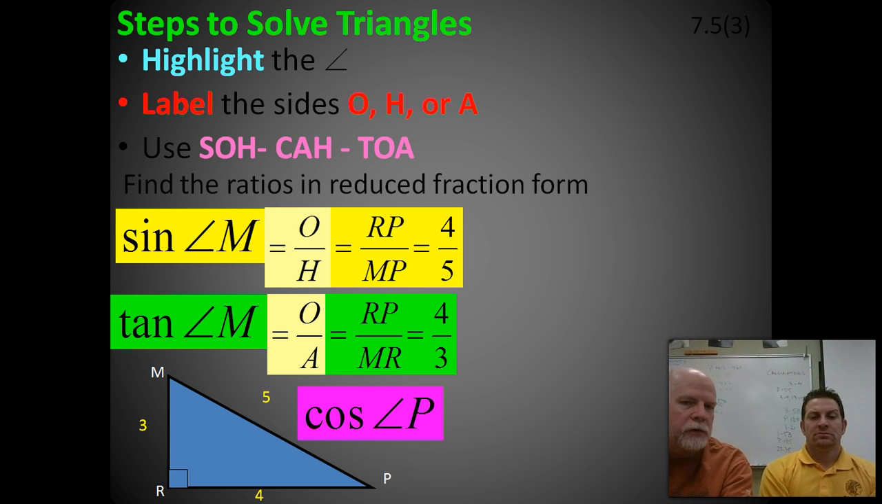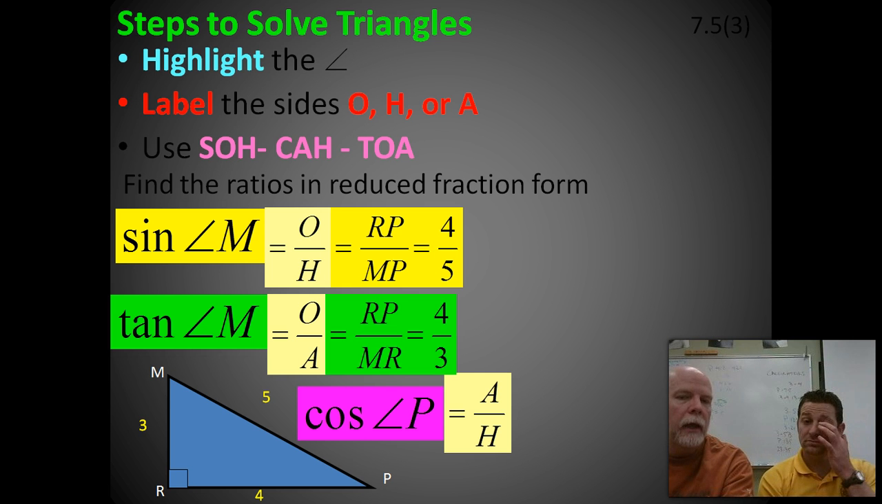Last one, let's look at cosine. The cosine of angle P, though, changing it up on you here, so you've got to pay attention to the angle. Now we're looking at angle P, and the cosine is the adjacent over the hypotenuse, the CA part in SOHCAHTOA. The adjacent to angle P is RP, which is 4 in this triangle. The hypotenuse is 5, so the adjacent over the hypotenuse is 4 to 5. So the cosine of angle P is 4/5 in this example. All right?